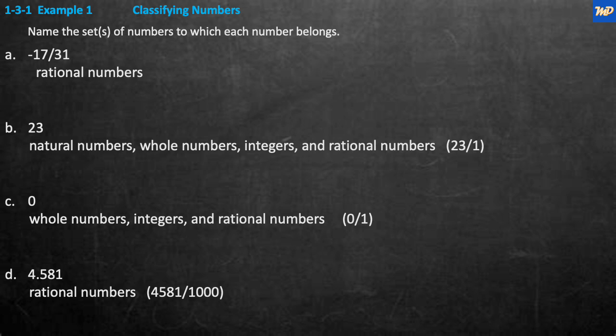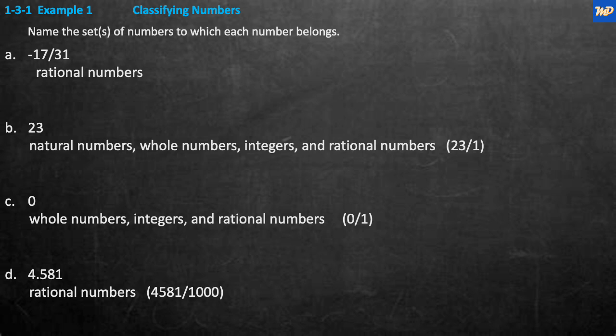Name the set or sets of numbers to which each number belongs. So the first number, negative 17/31. That's a rational number. It's rational, okay? Now 23. 23 is a natural number. It's a whole number. It's an integer, and it's a rational number because 23 divided by 1 makes it rational. Okay, it can be written as a fraction.